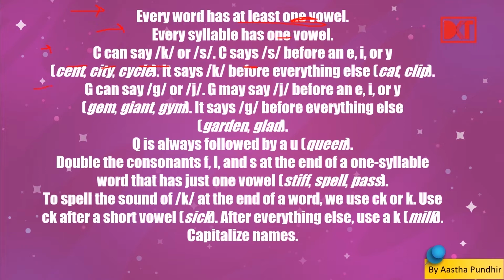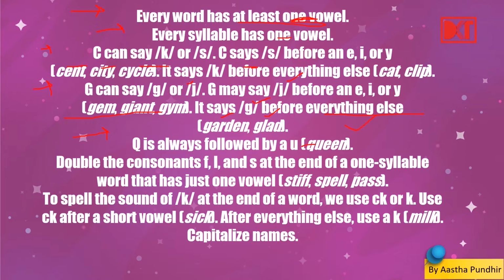Then we have G. It can be said G or here J sound. Alright. Now the J sound may be either before an E or an I or a Y, like gem, like giant, like gym. Okay. And it may be the G sound of itself before everything else, like garden, like glad, and anything else. Okay. Now here another one. Q is always followed by a U.